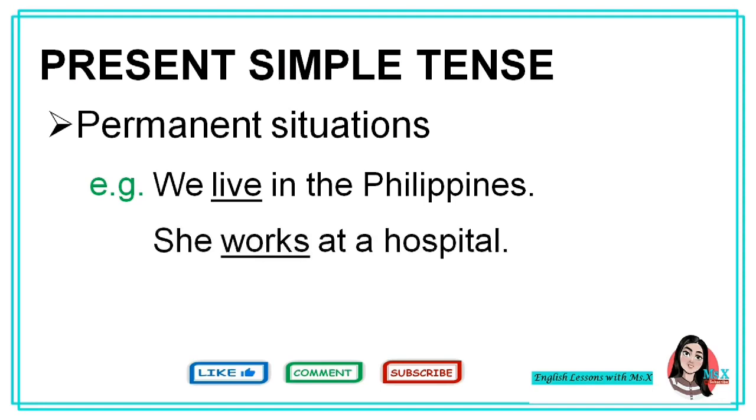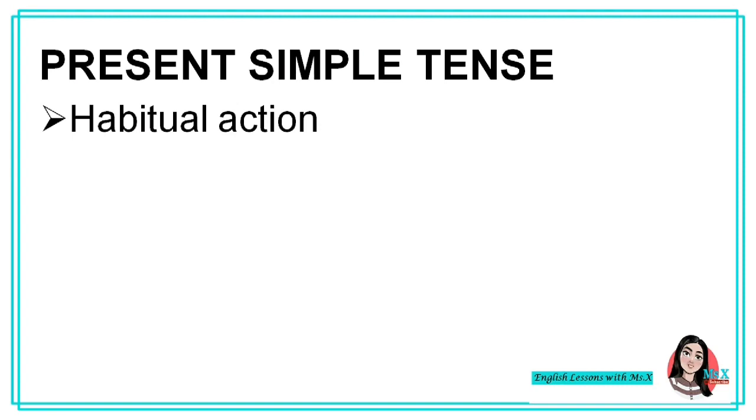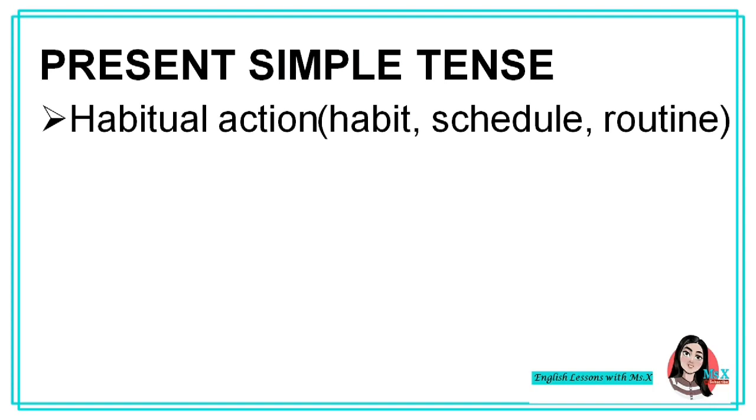She works at a hospital. It means that it is not a temporary job, but a regular job. We can also use present simple tense to express habitual action. The action can be a habit, a schedule, a routine, or something that often happens.